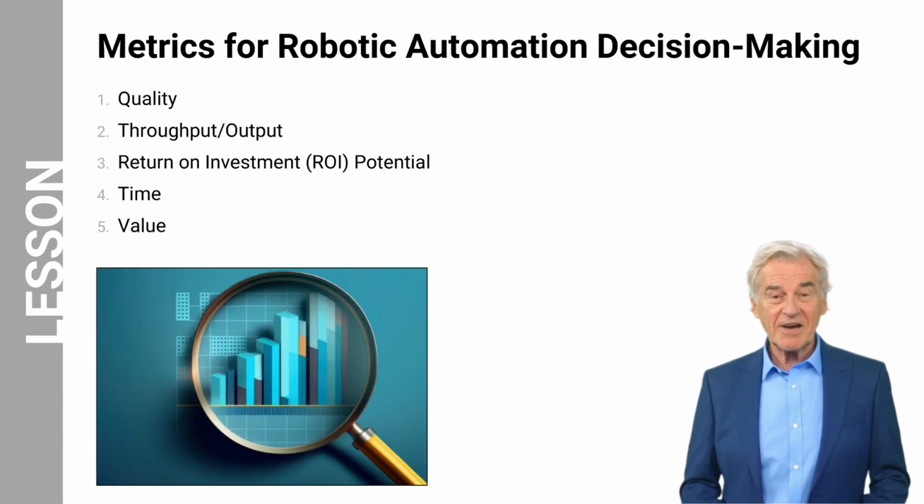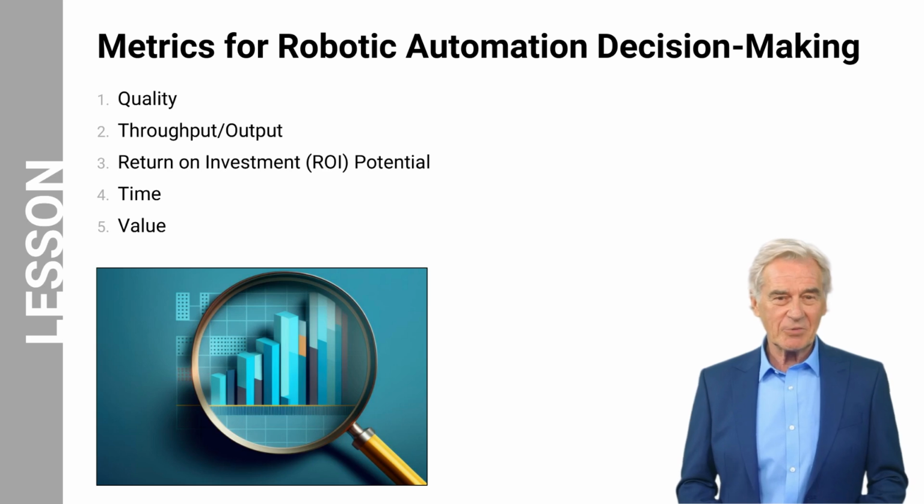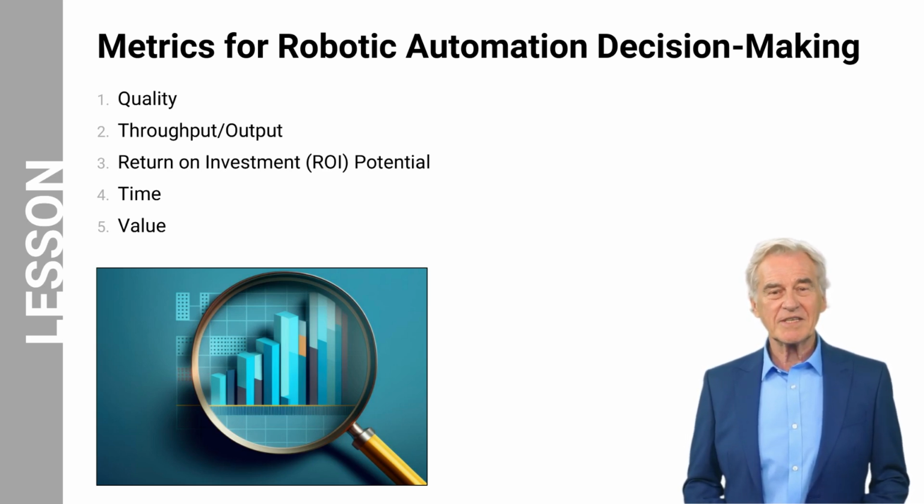This leads us to the 5 key metrics used to determine if a robotic automation project will be successful and bring meaningful benefits to manufacturing operations. Number 1 is quality. Number 2 is throughput. Number 3 is return on investment potential, abbreviated as ROI. Number 4 is time, and 5 is value. As we proceed through this lesson, we will look at each of these key metrics in detail.